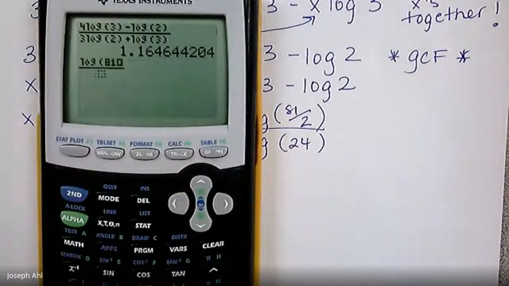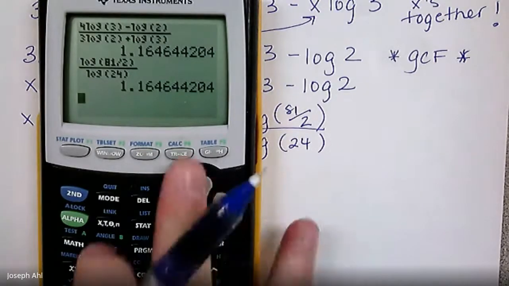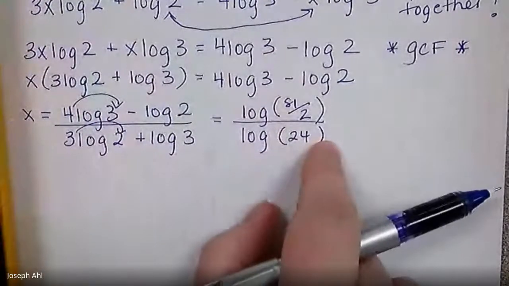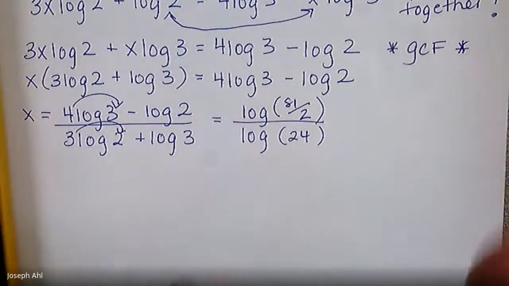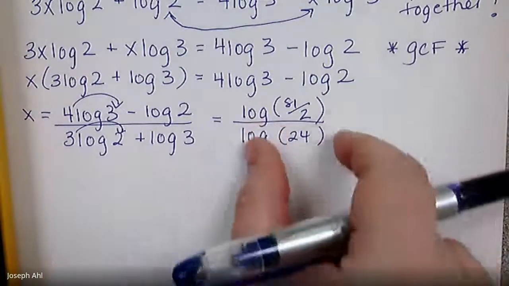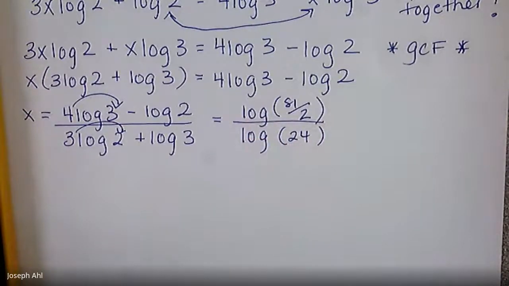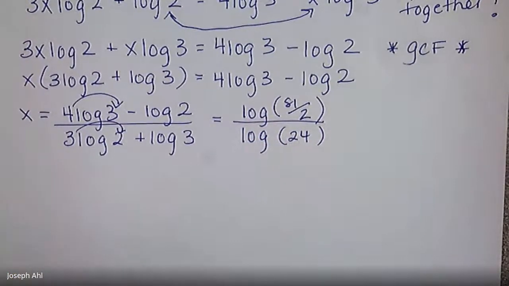If you do log of 81 halves divided by log of 24, that should be, fingers crossed, there it is, 1.16. So if you are checking answers with me, typically I will condense the logs in the end. Okay, maybe not always. I might even break the rule in the next one, but I do think this happens to look a little bit cleaner. Okay. All right, let's do one more.